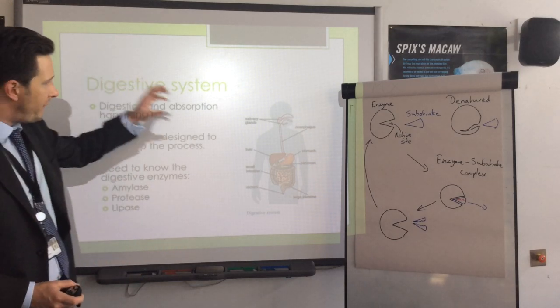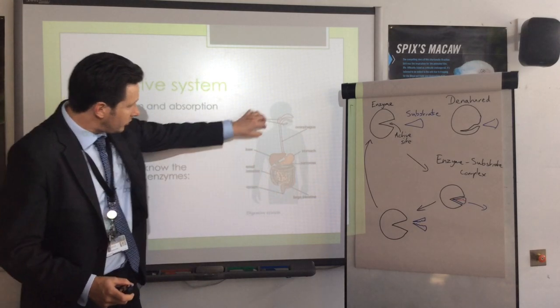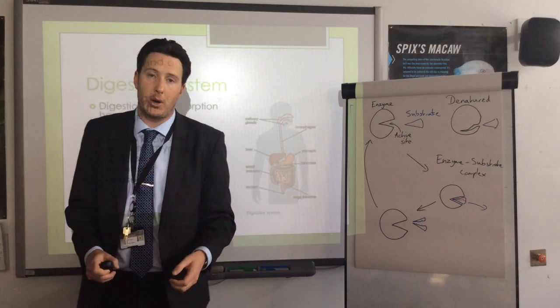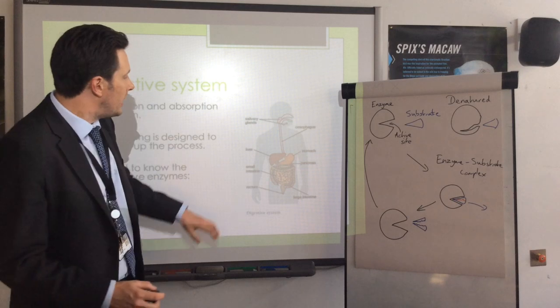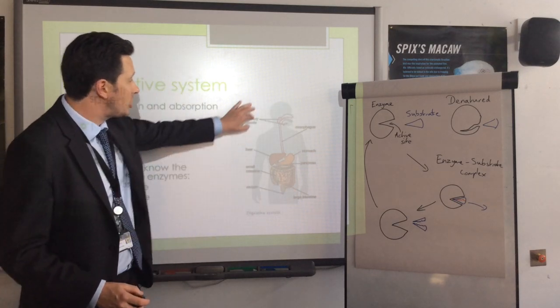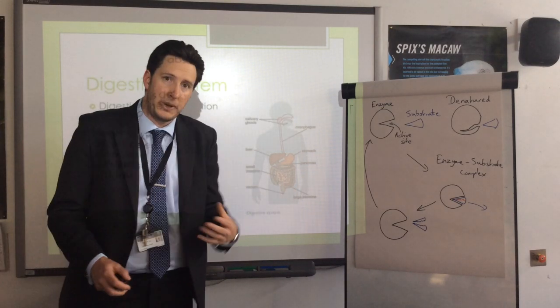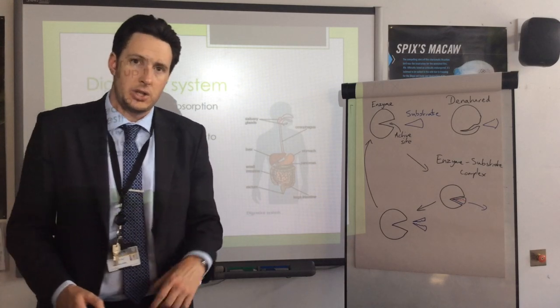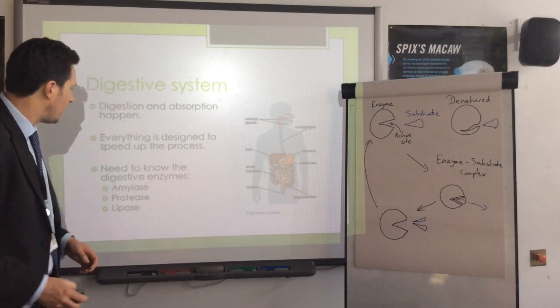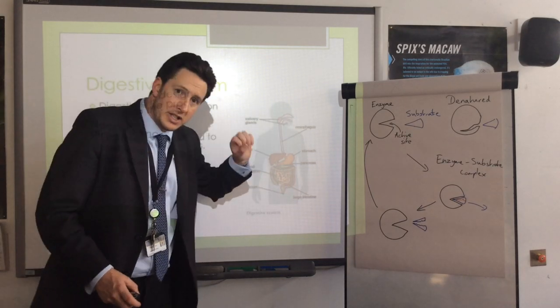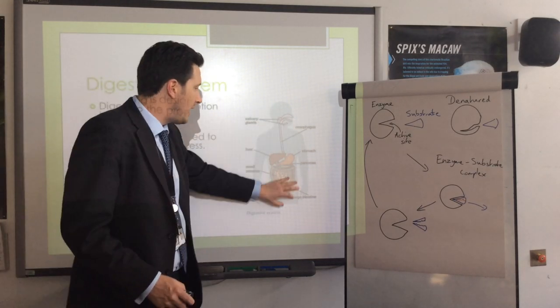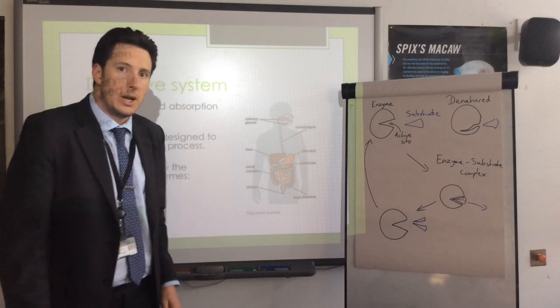So everything in the digestive system is designed to speed up the process of digestion and absorption. That's what happens in the digestive system. Its sole purpose is to speed up the process of digestion and absorption. You need to know how that works. You need to know the different bits in it that are specific to breaking down food and absorbing food.